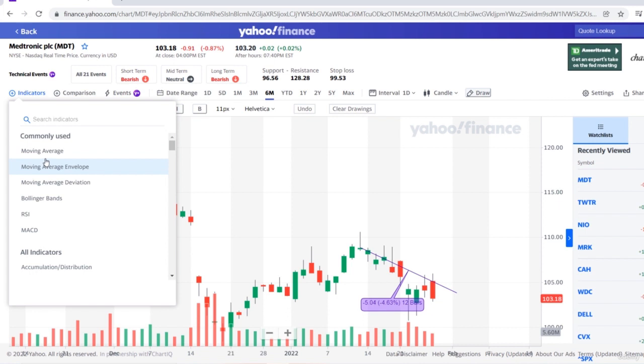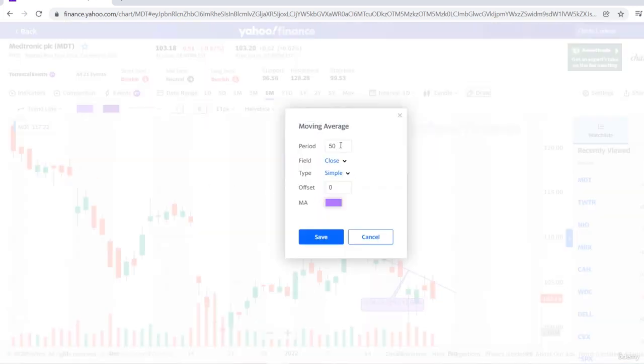Let's add a moving average on here. It's a 50-day moving average. Let's make that a little tighter. Let's say it's a 14-day moving average. I'm just going to change the color to more of a gold color so it stands out a little bit. But you can change this to 30-day, whatever you want it to be, right? So I'm going to save that.